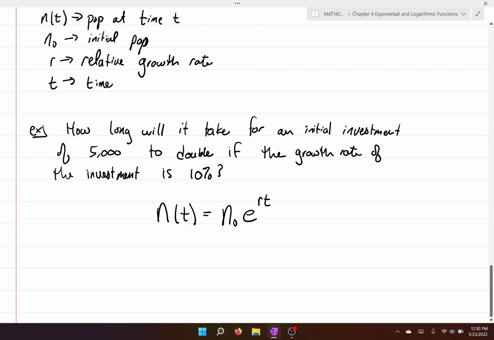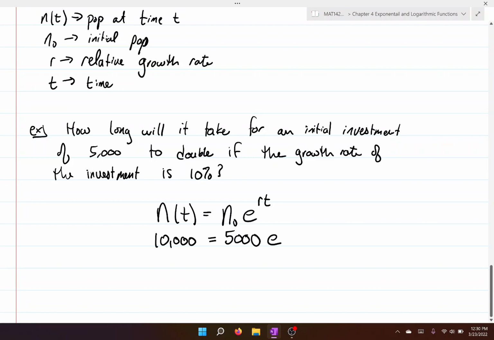And going from left to right, our population at time t, well, in this case, it's not really a population, it's money. But if you think of dollar bills as a population of dollars, then we would know that we want this money to double. So I want 5,000 to 10,000. So N of t is going to be 10,000. Our initial investment is going to be 5,000.